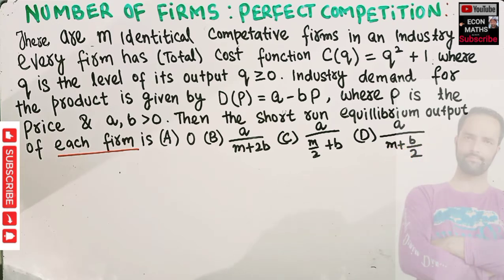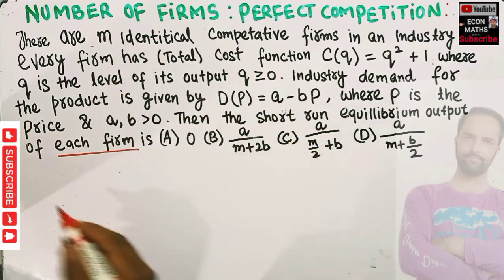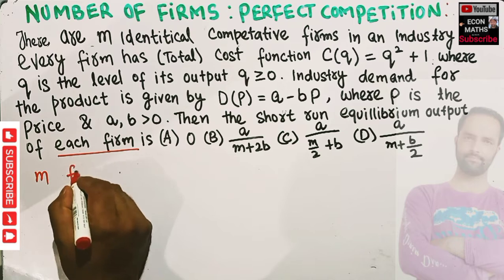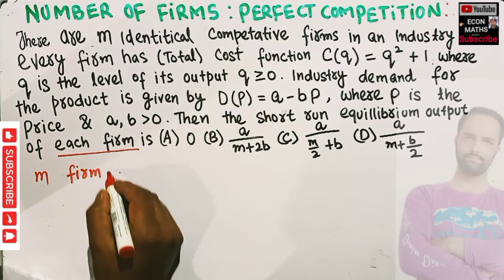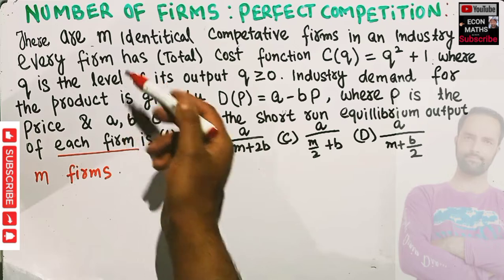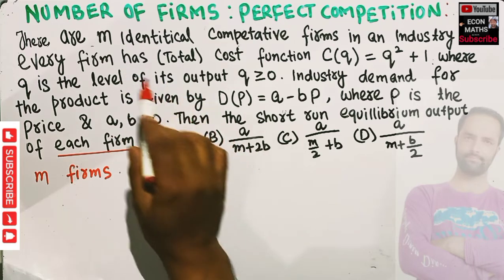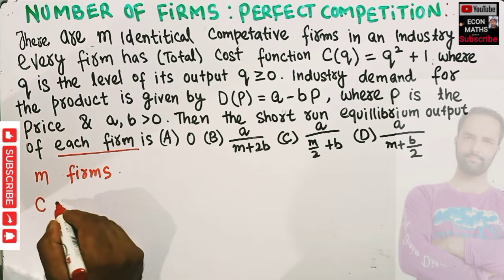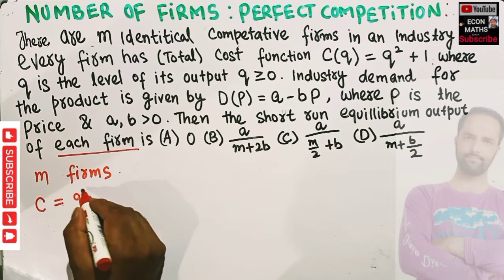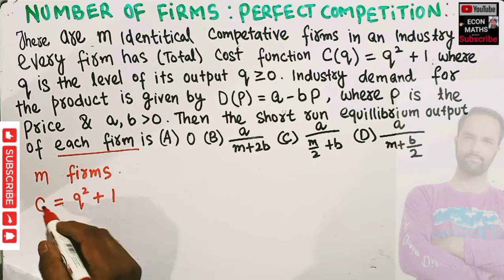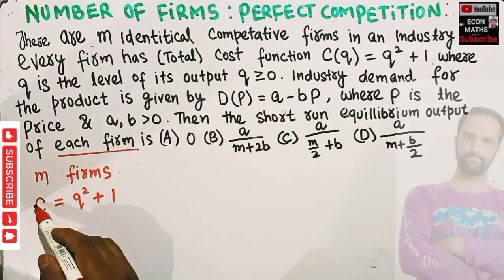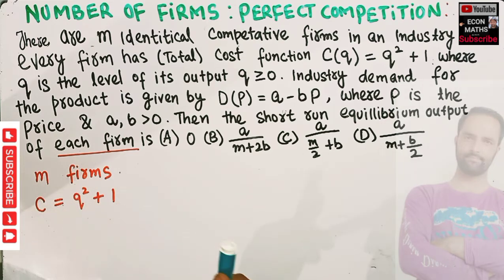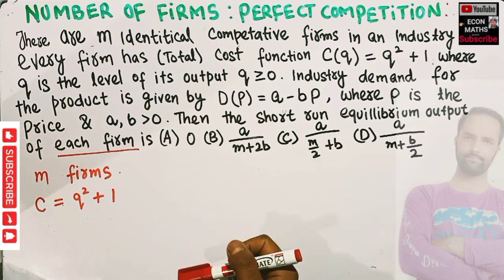What are we being given? We have M firms, and they are identical firms, and each firm has a cost C(q). Let me write it simply: C is equal to q square plus 1. This is the total cost of one firm. Since we have m firms, each firm has the same cost function.